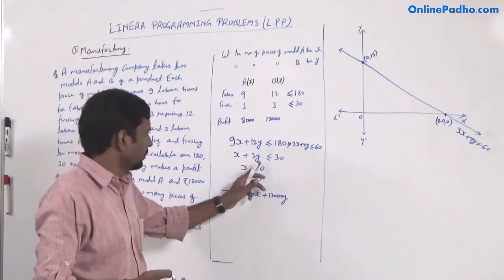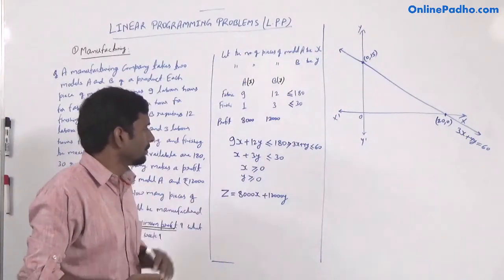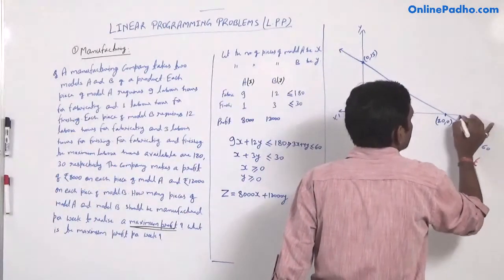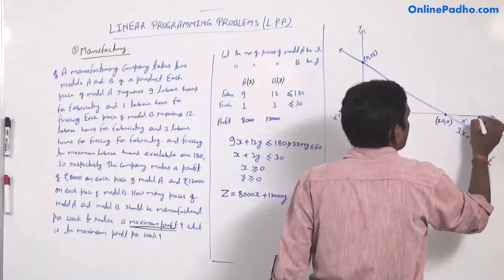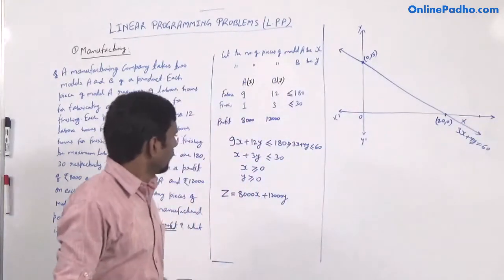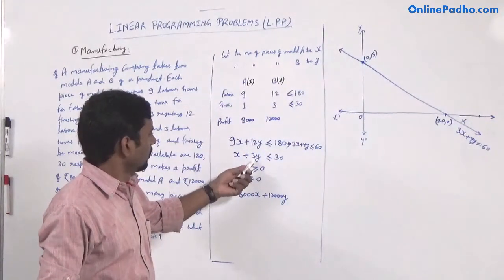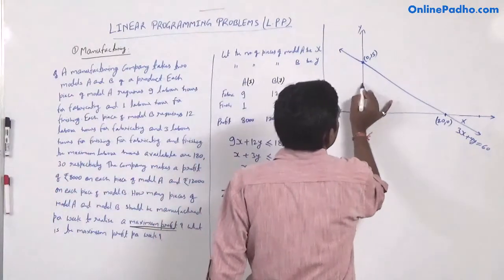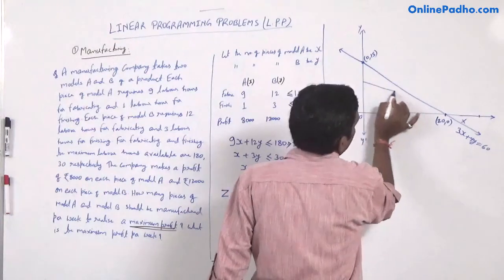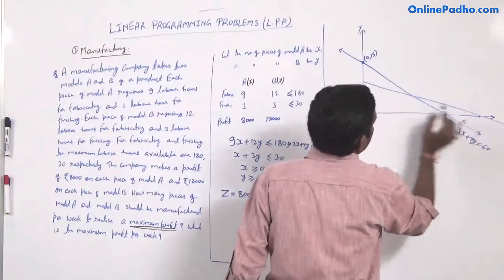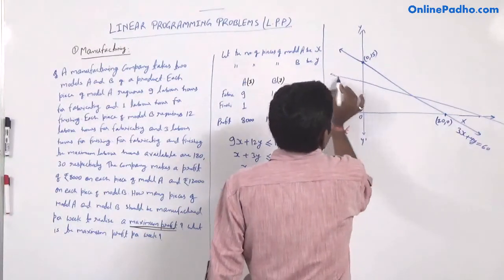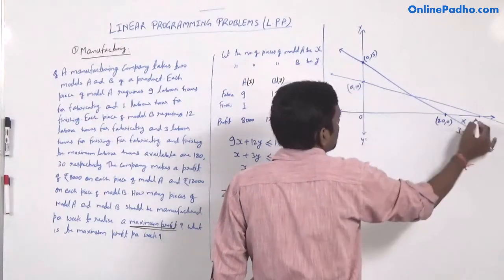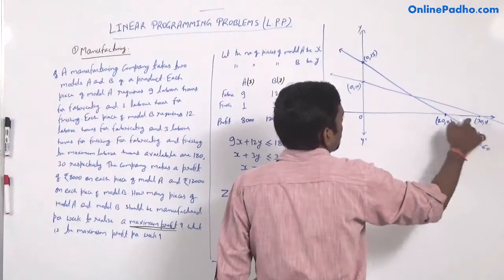If we take y equal to 0, x becomes 30. And if you take x equal to 0, y becomes 10. So this would be the second straight line, this one. And it passes through the point (0, 10) on the y-axis and (30, 0) on the x-axis, right?